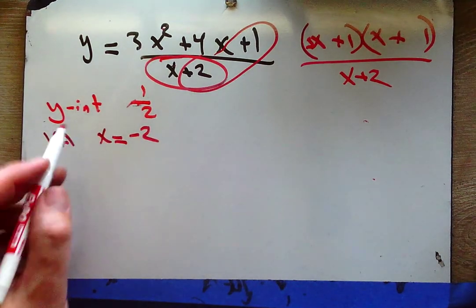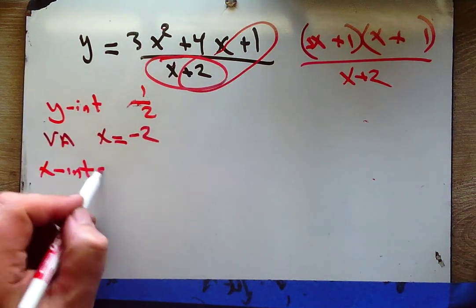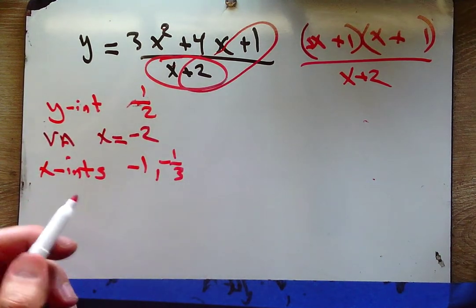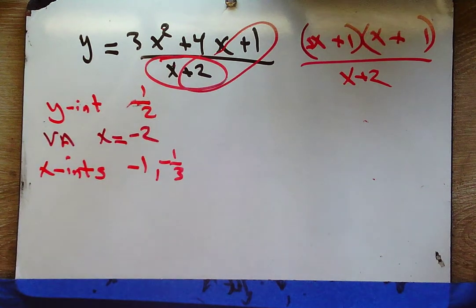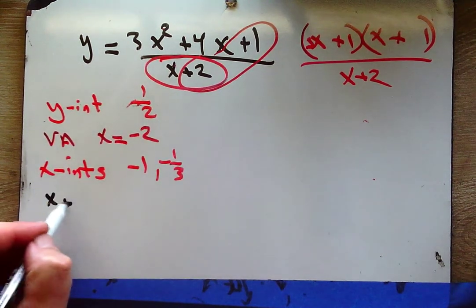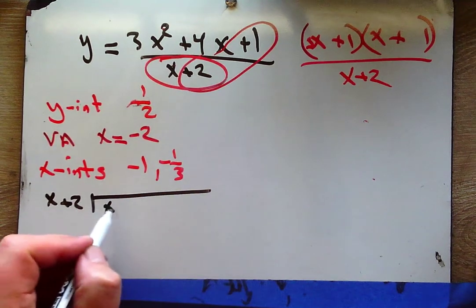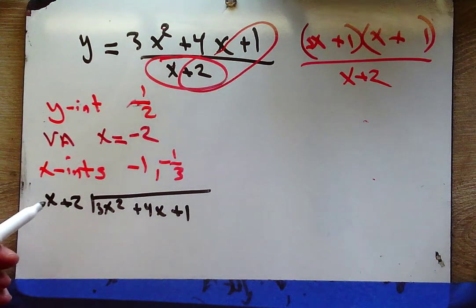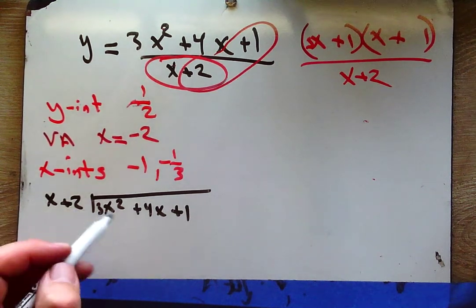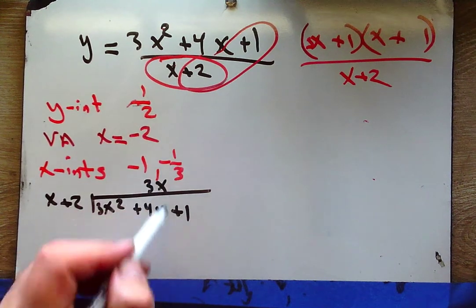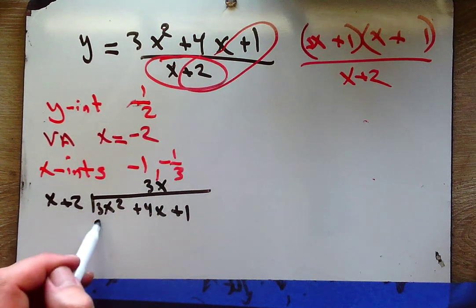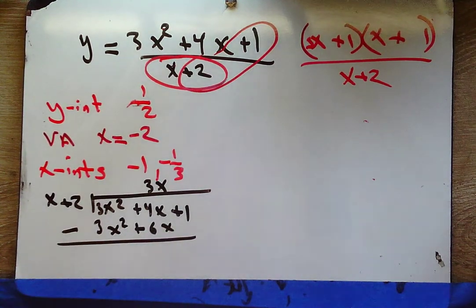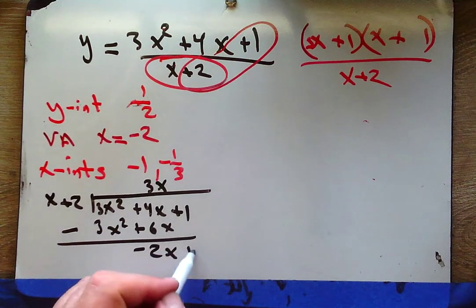Okay. But I also see that there are x-intercepts at -1 and -1/3. And as far as that slant asymptote goes, well, let's see. X plus 2 into 3x squared plus 4x plus 1. What do I multiply this by to turn it into that? Well, I need a 3x. And that's going to give me 3x squared plus 6x. Remember, with long division, we subtract. And so I'm going to have -2x plus 1.